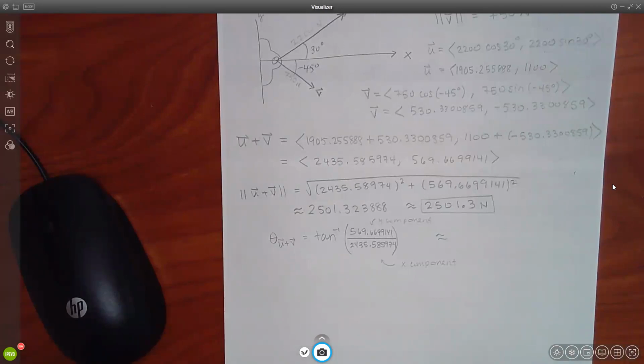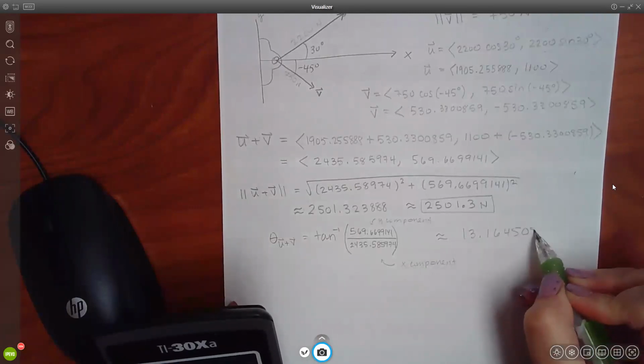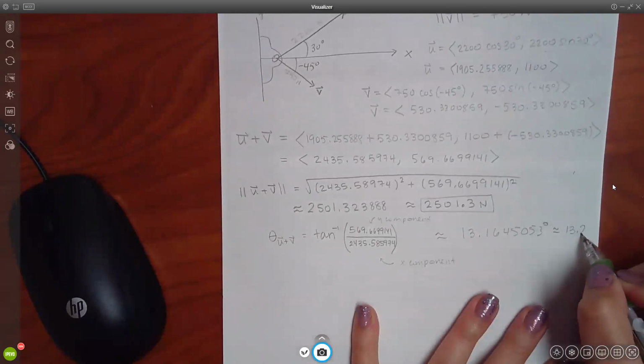And tan inverse, oh, no. I think you get 13 degrees, but let me make sure real quick, because I think I typed it in there wrong. 2.43, 5.58, 5974, and then take the tan inverse. Yeah, you do. You get 13.1645053 degrees, which to one decimal place is 13.2 degrees.